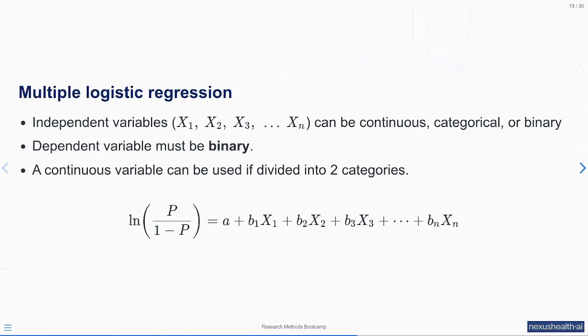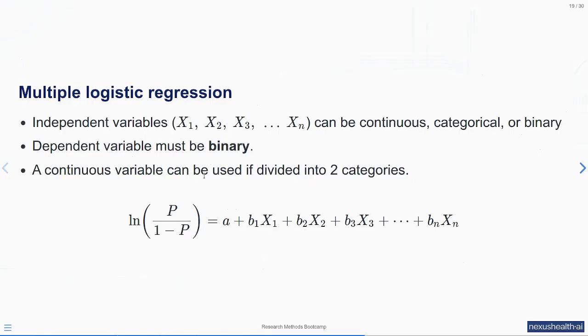So for multiple logistic regression, where there are numerous independent variables, the independent variables can be continuous, categorical, or binary. However, the dependent variable must be binary.